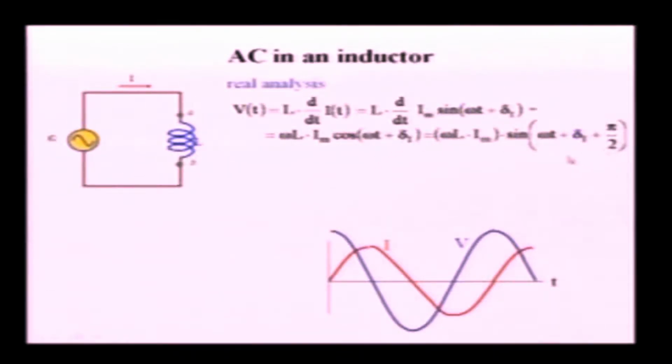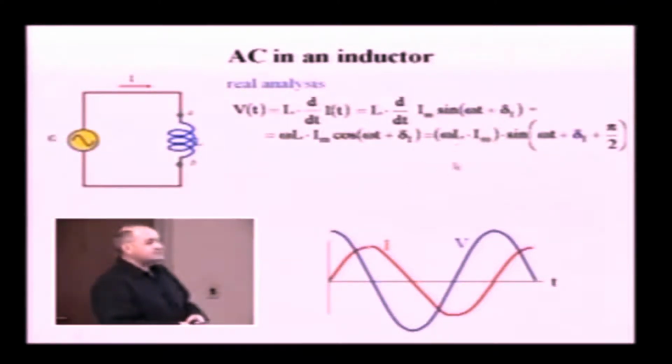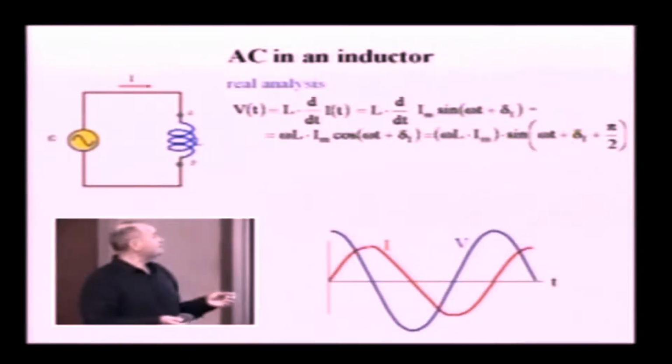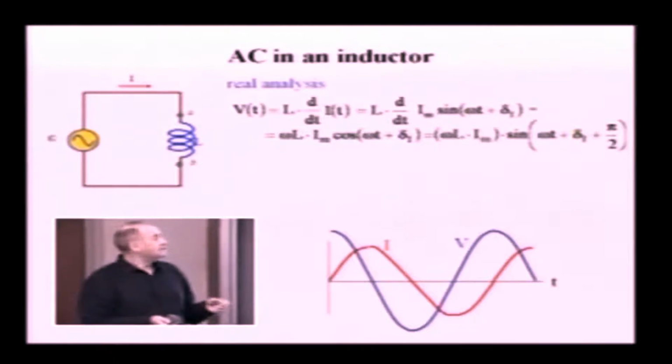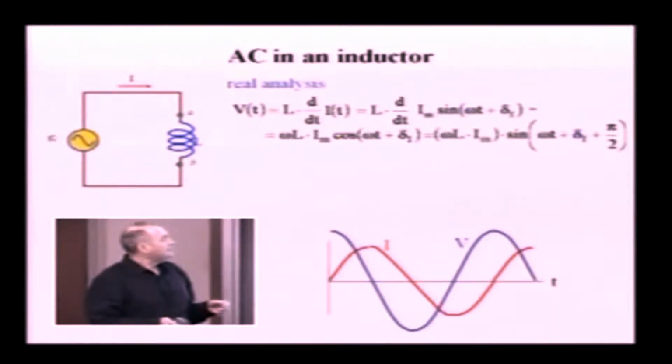Now, looking at this expression, how big is the peak value? Or how is it related to the peak value? Well, I mean, in terms of the quantities which we have on the screen. Yes, Bill? Right, which means omega L times Im. This entire expression here is the peak value of the voltage. This is the peak value of the current.